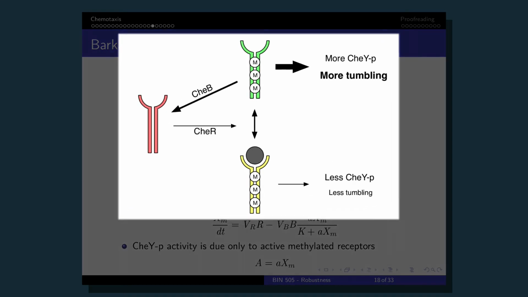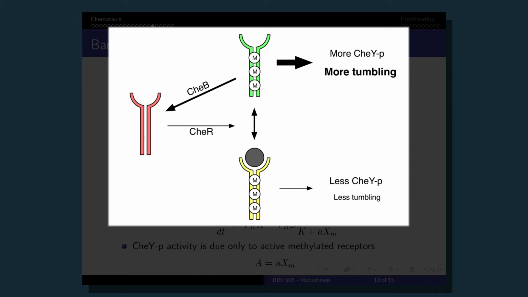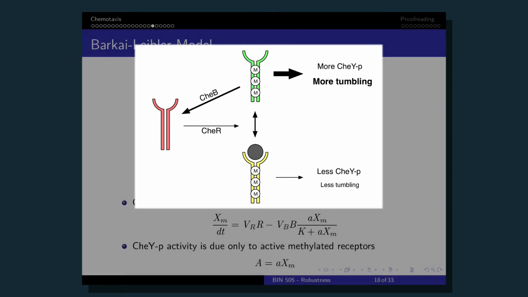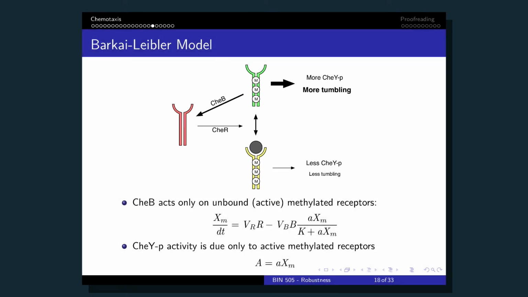that to be robust, the action of CheB should only be on active methylated receptors. So if a receptor is actually bound by a ligand, for one thing, it inactivates. For the other, it changes conformation so that CheB can no longer access its methylation sites. So once a ligand is attached, that receptor can only be further methylated. It cannot be demethylated until the ligand detaches. So we get the picture shown on the slide.